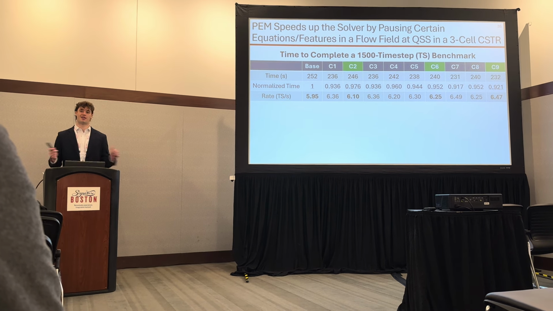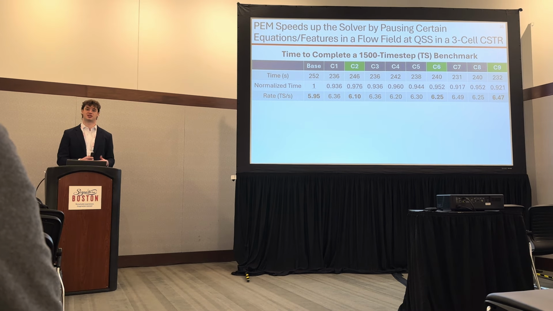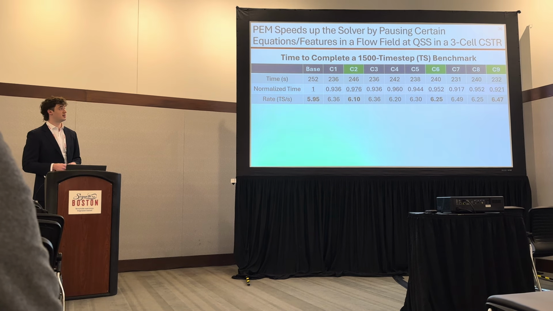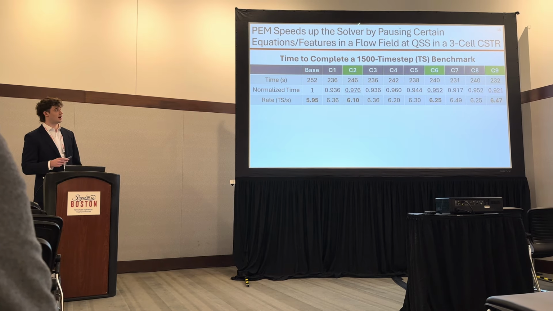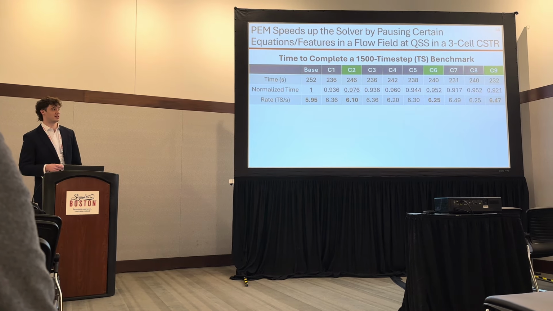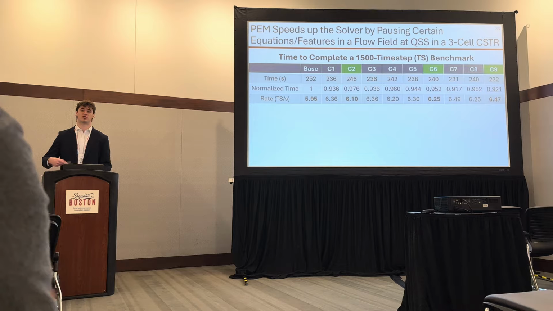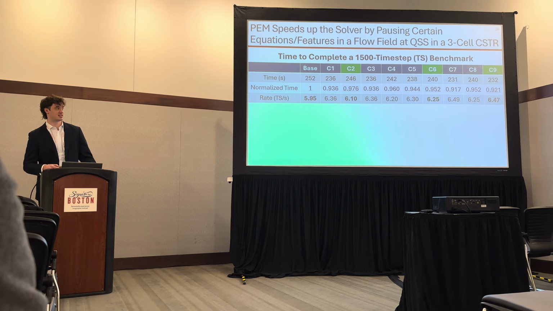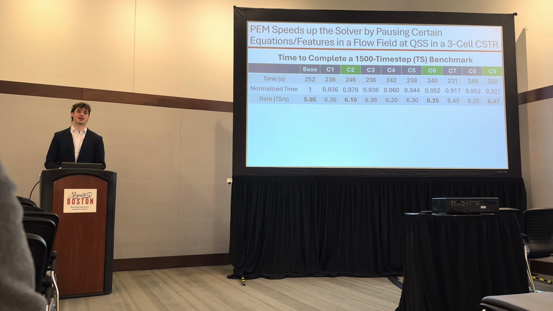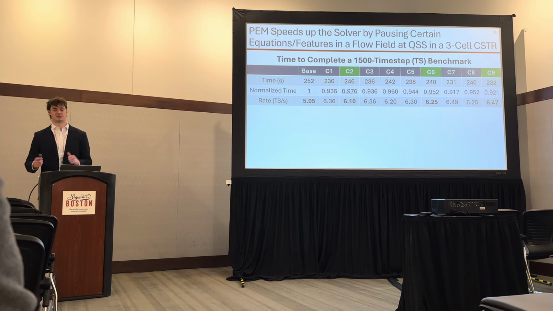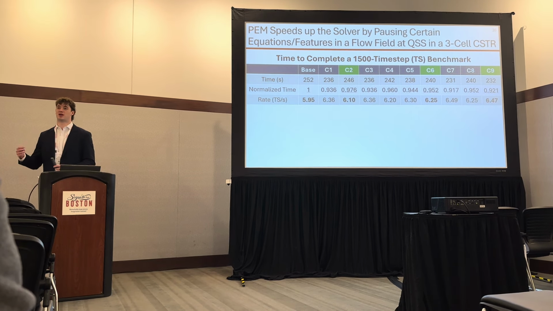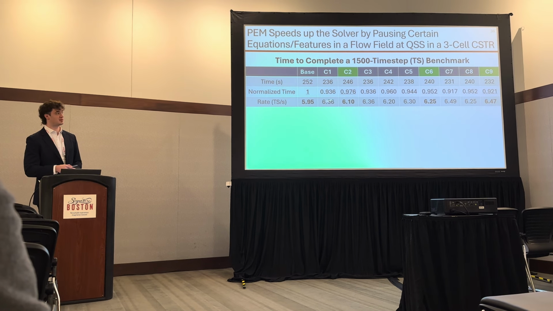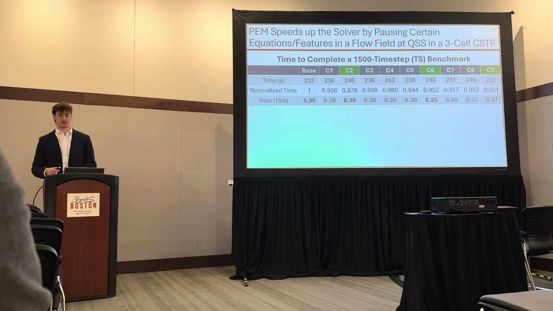So essentially, how fast can we calculate 1500 time steps? What's the solver rate? And you can see highlighted in the green that our C2 has a rate of around 6.1 time steps per real second, C6 6.25, and C9 6.47. And you might be thinking that's not very much of an increase, and that's because it isn't, but trust me, it gets better. We'll get into that. But you can see, as we disable more and more, we decrease the amount of time.